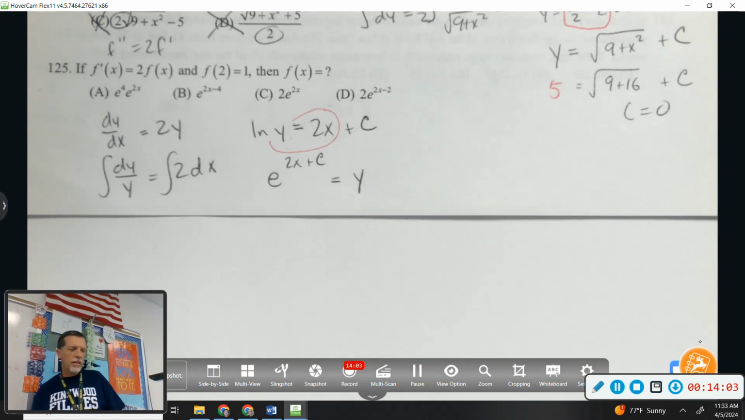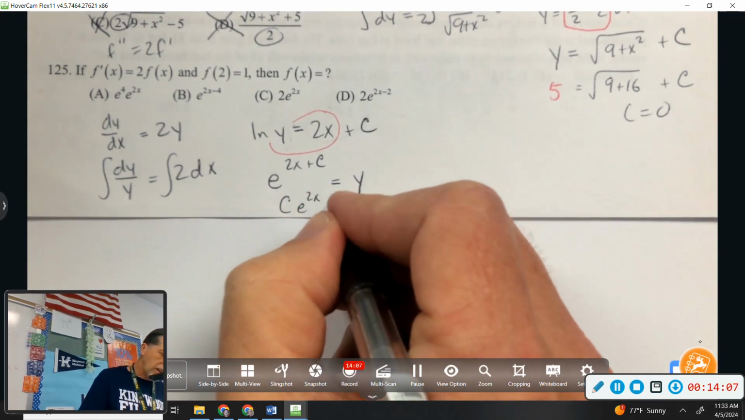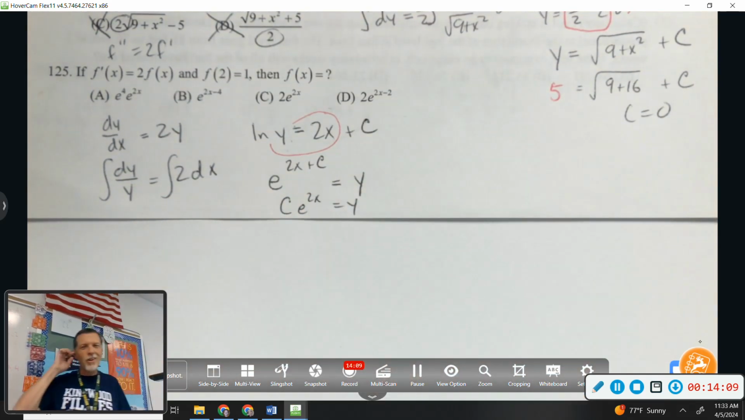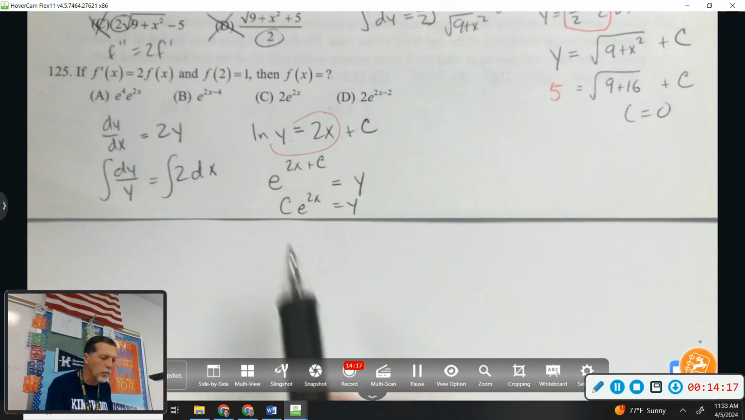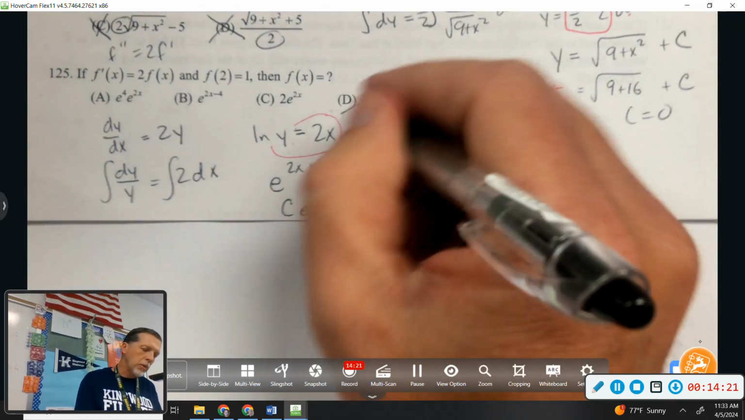But there's also that other trick where it's c e to the 2x. So all of those answer choices sort of fit. Actually, D doesn't fit the format. It's one or the other. There's either something in the exponent or something out front, but not both. So I think I can throw D out.